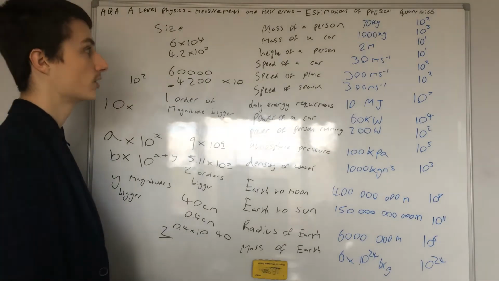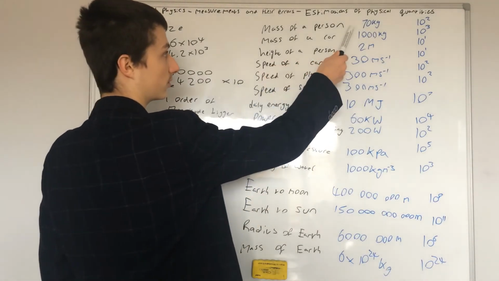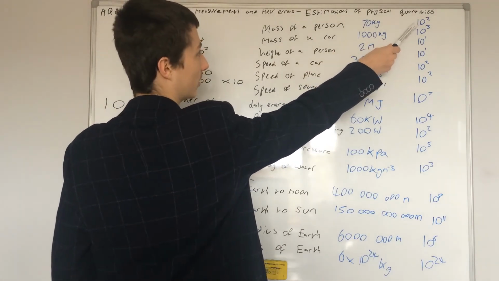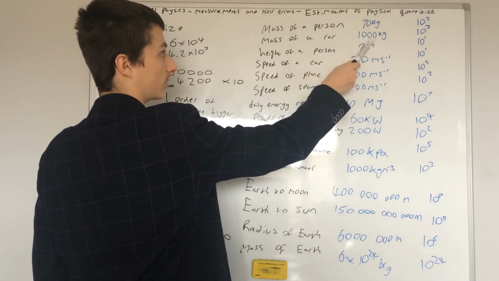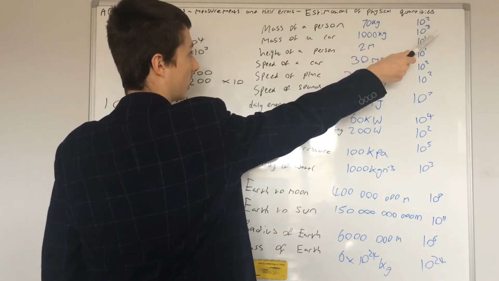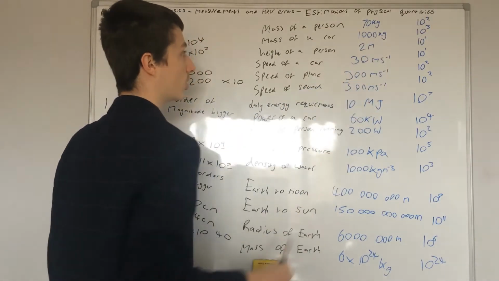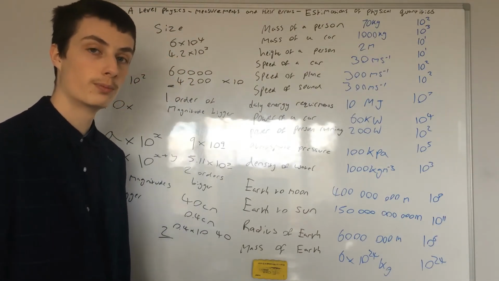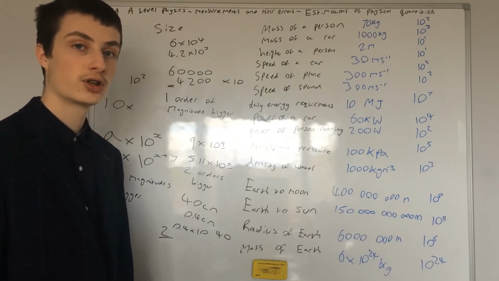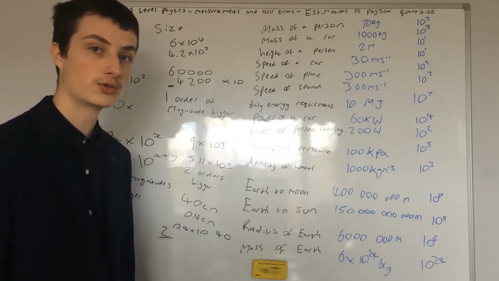If we come over here, the mass of a person is around 100 kilograms, and the mass of a car is around 1,000 kilograms. And we can see, because of these two numbers, the mass of a car is about 1 order of magnitude bigger than the mass of a person, which means the mass of a car is about 10 times the mass of a person.